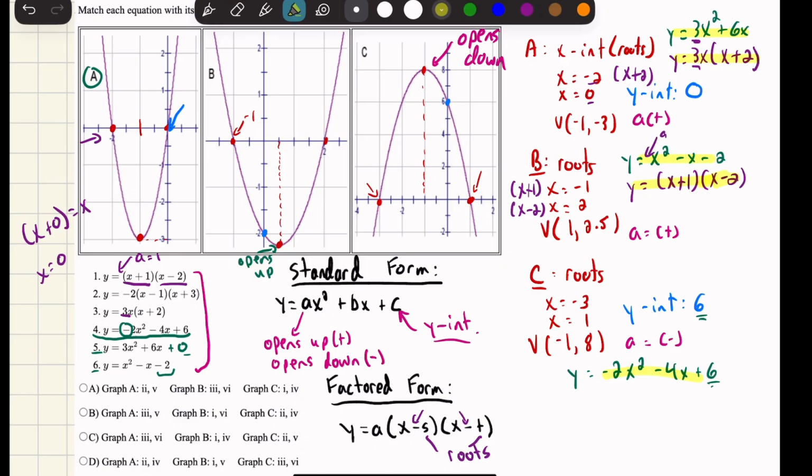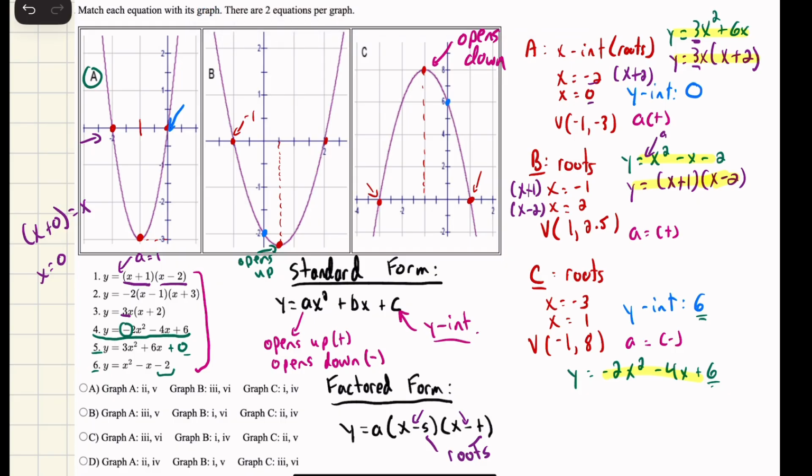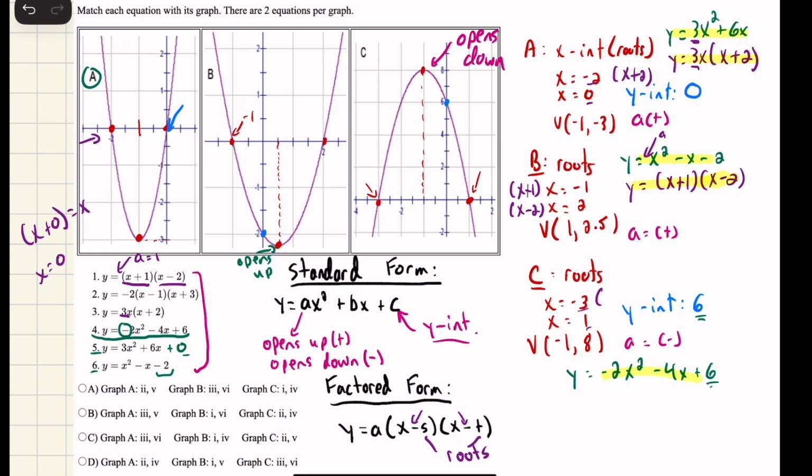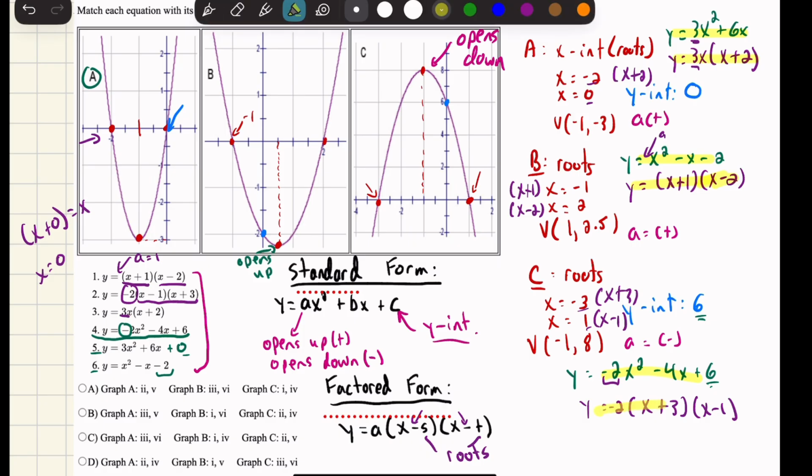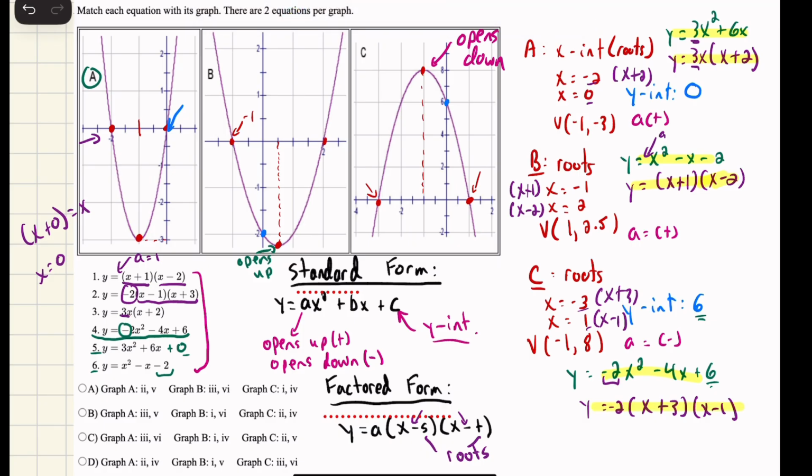And then finally, for the graph C here, with roots at -3 and 1, well, that would be x plus 3, and this would be x minus 1. And we could see that this matches this over here. And the A value would be -2 from the standard form, which we see also matches the factored form here. And so that would be the appropriate function here as well, based on everything that we're seeing in the graph.